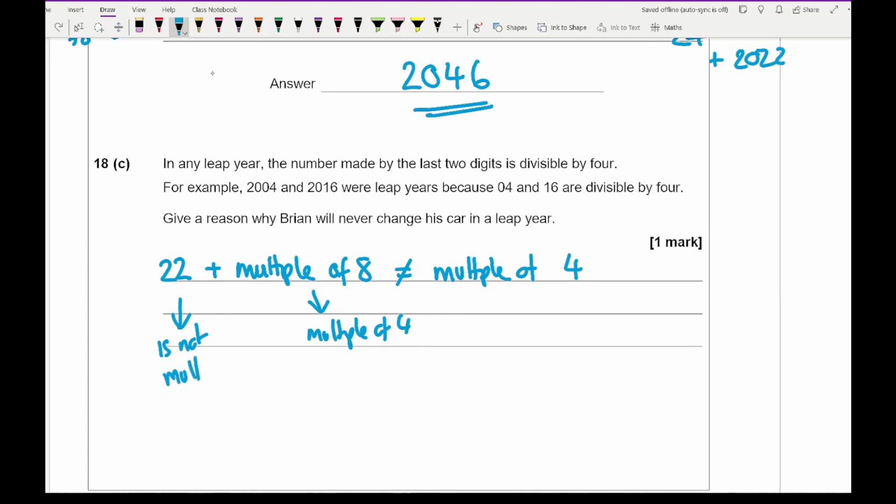So if I add a multiple of 4 with another multiple of 4, it's going to give me a multiple of 4. But if one of them is not a multiple of 4, it basically means it's not a multiple of 4. So anything along those lines. You could also say something along the lines of that is basically 2 years before a leap year, or in between 2 leap years would be a viable answer.